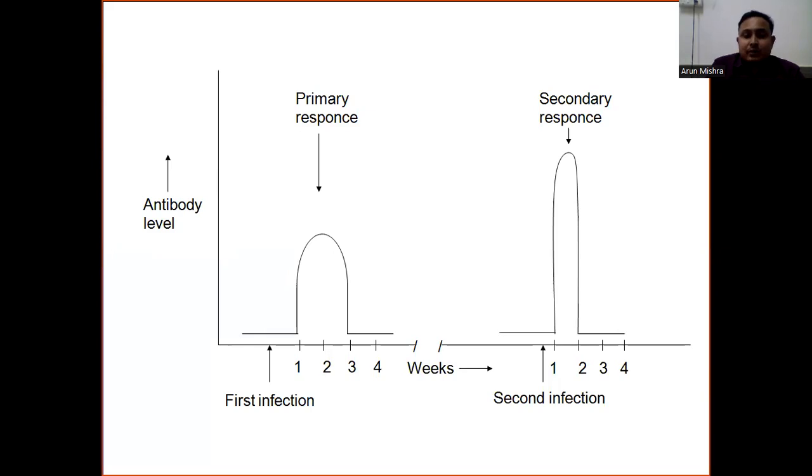You can see the number of days and weeks and the level of antibodies. In the first infection, the primary response, the peak of the antibody is around 2 weeks. And when the secondary infection occurs for the same antigen, the level of antibody increases very quickly and very high.